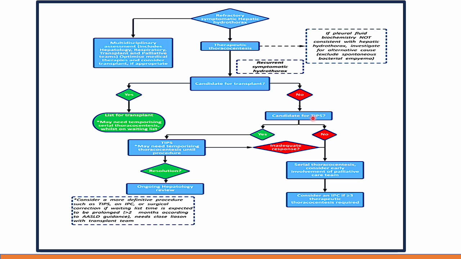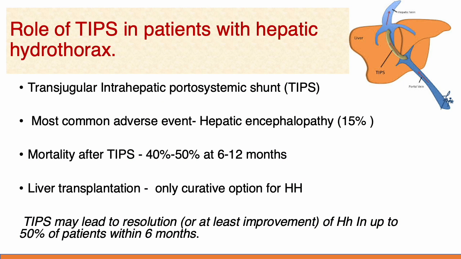Now, if your patient is not a candidate for TIPS or does not show good response to TIPS, this is the time where you have to get your palliative care team involved, and you could consider an IPC if there are more than 3 therapeutic thoracenteses required. So, very, very clear on this aspect, and very important to ascertain that the liver transplant option has been seen. What is the role of TIPS in patients with hepatic hydrothorax?